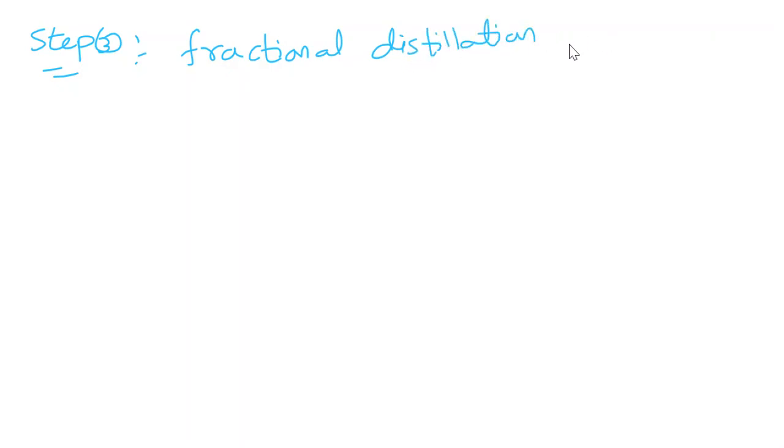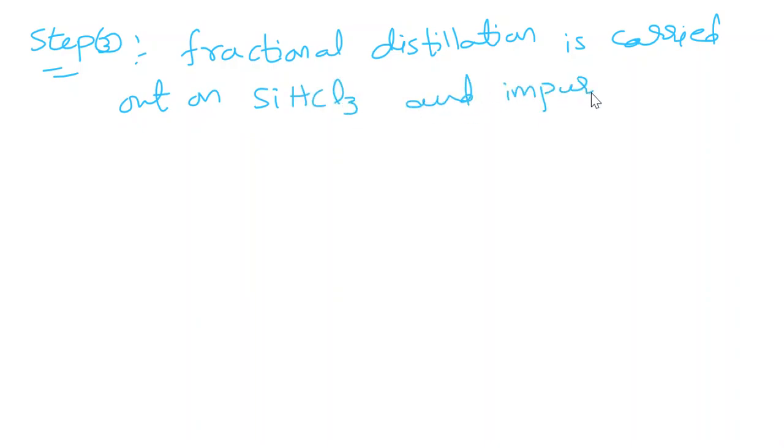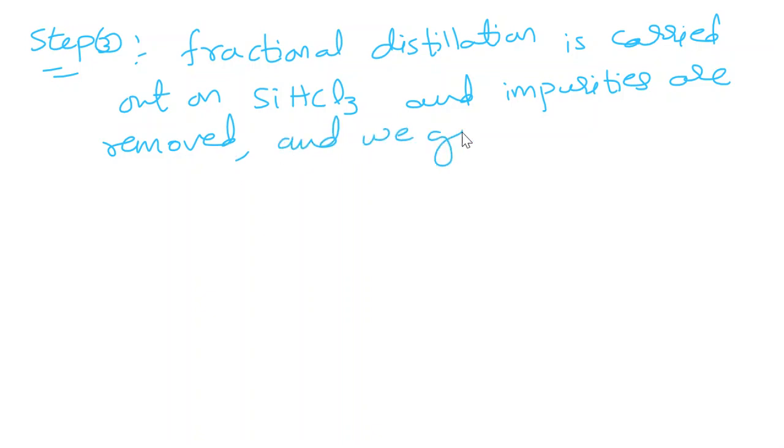Now in step 3, fractional distillation is carried out on SiHCl3 and impurities are removed, and we get pure SiHCl3.